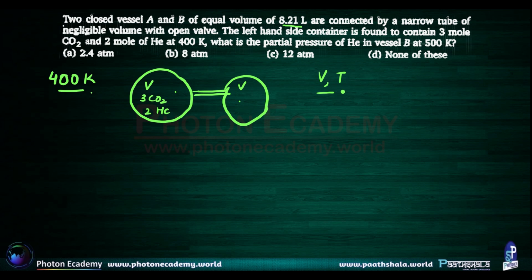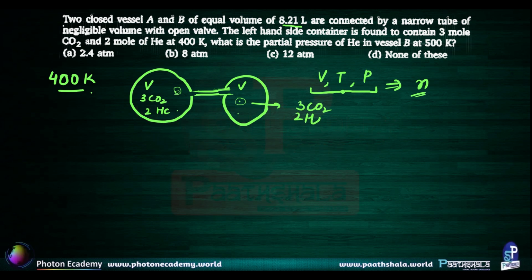And since they are connected, we can also say that the pressure throughout the region which is in contact should be the same. So the pressure here should be equal to the pressure here. Therefore, the pressure inside the valve will also be the same. So if all these three things are the same, it implies that the number of moles is also the same. Therefore, in vessel B, initially there are 3 moles of CO2 and 2 moles of helium.